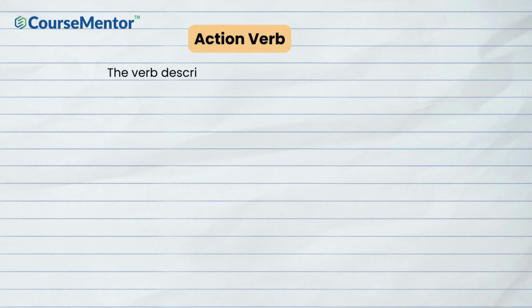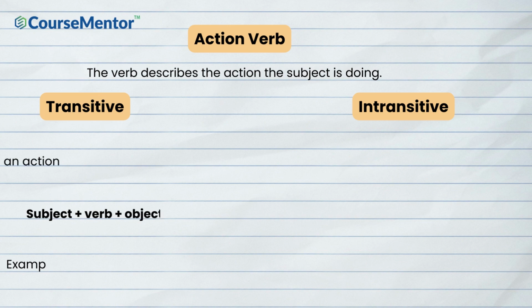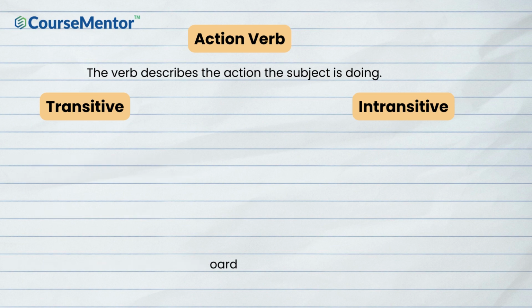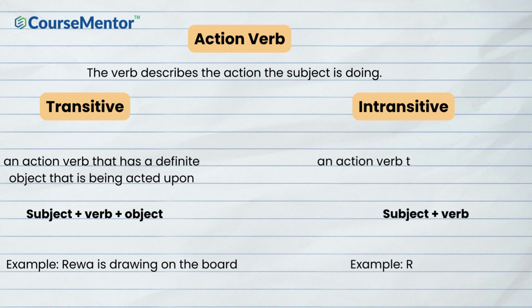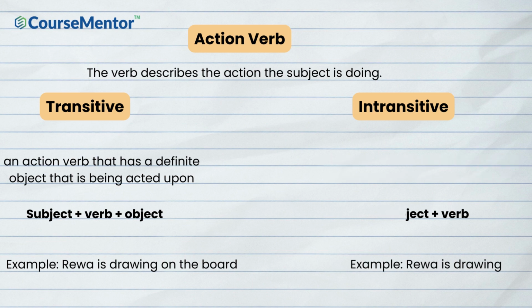What is an action verb? The verb describes the action the subject is doing. This can be transitive or intransitive. Transitive: an action verb that has a definite object that is being acted upon. Subject plus verb plus object. Example, Riwa is drawing on the board. Intransitive: an action verb that has no specific object that is being acted upon. Subject plus verb. Example, Riwa is drawing.